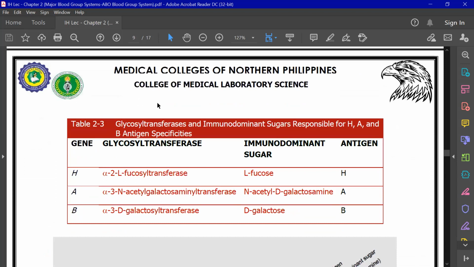Okay, class. You have to memorize this table. Guys, you have to memorize this table.